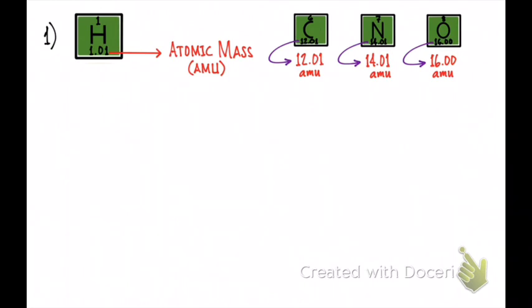You can look at other elements in the periodic table like carbon, nitrogen, and oxygen, and you can clearly see the atomic masses of these elements. You also learned last time the difference between formula mass and molar mass. They're actually numerically equivalent, but the difference is their unit. For formula mass, the unit is atomic mass unit, AMU, and for molar mass, it's in grams per mole.